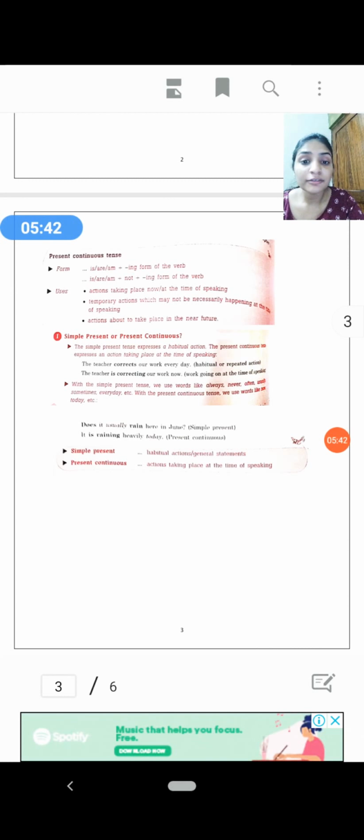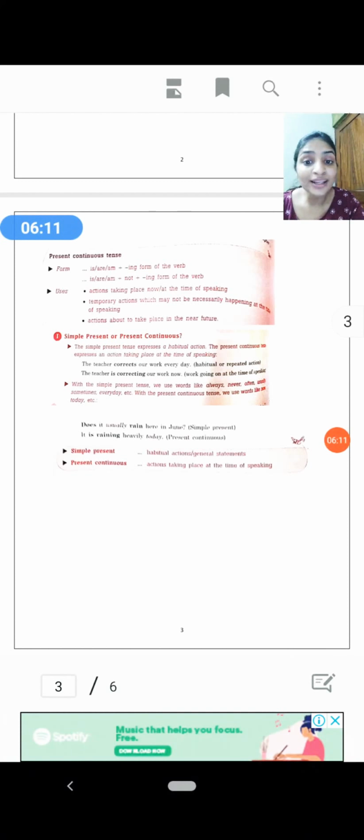Now we are further reading: what is the difference between simple present and present continuous? The simple present tense expresses a habitual action. The present continuous expresses an action taking place at the time of speaking. The teacher corrects our work every day: habitual or repeated action. The teacher is correcting our work now: the work is happening at the time of speaking.